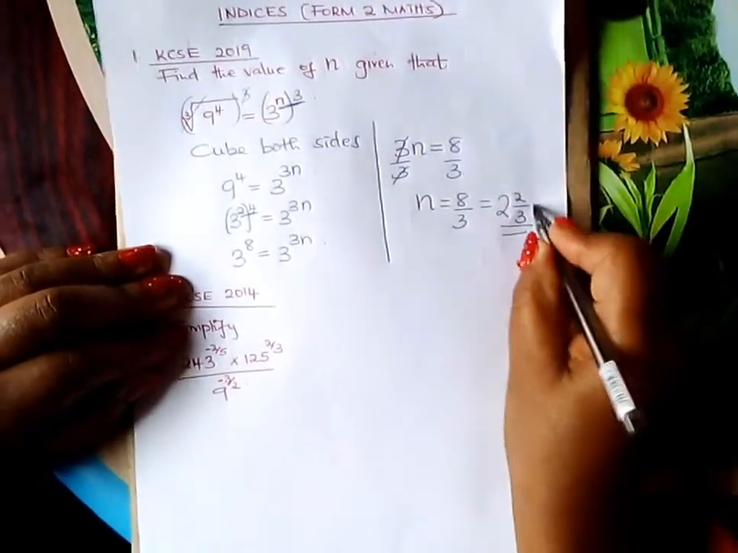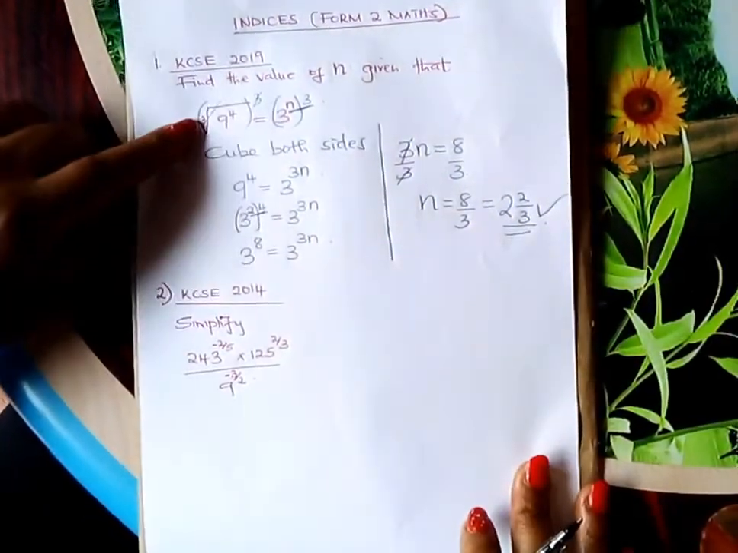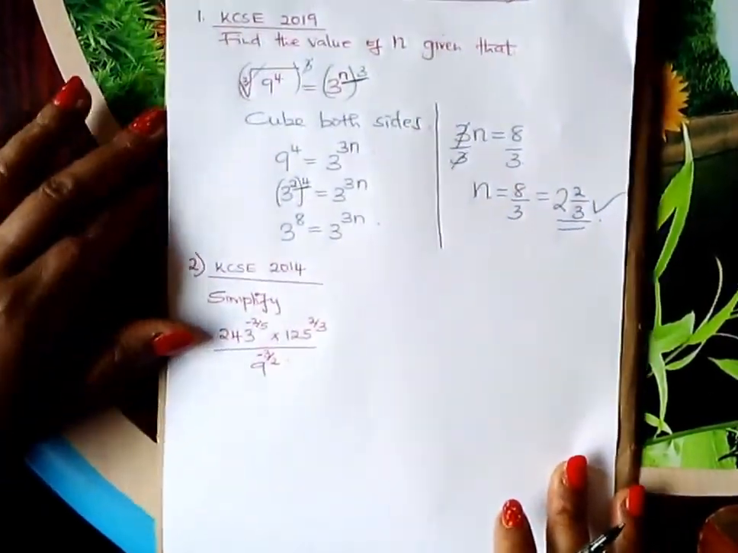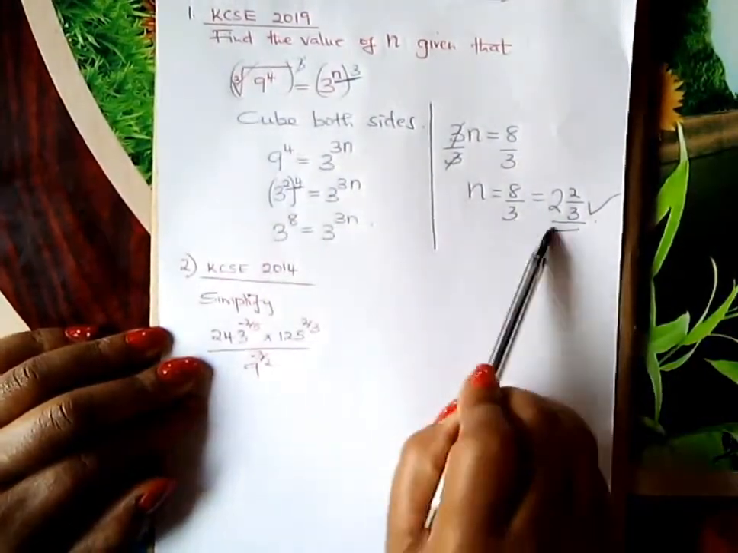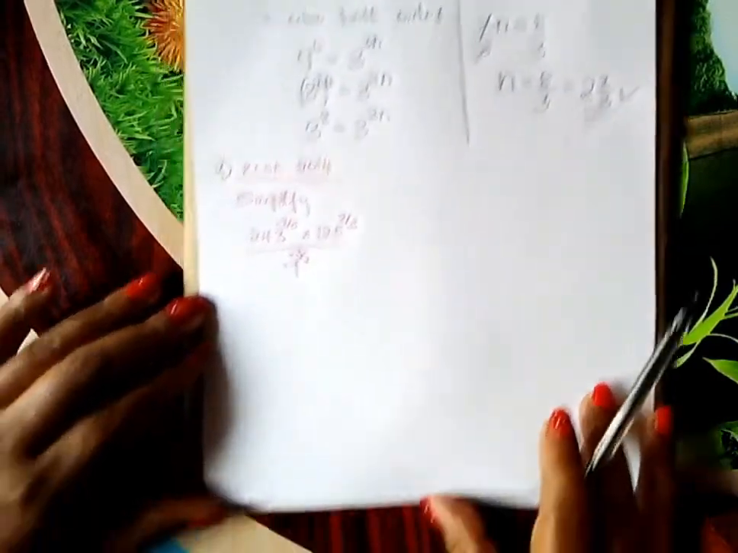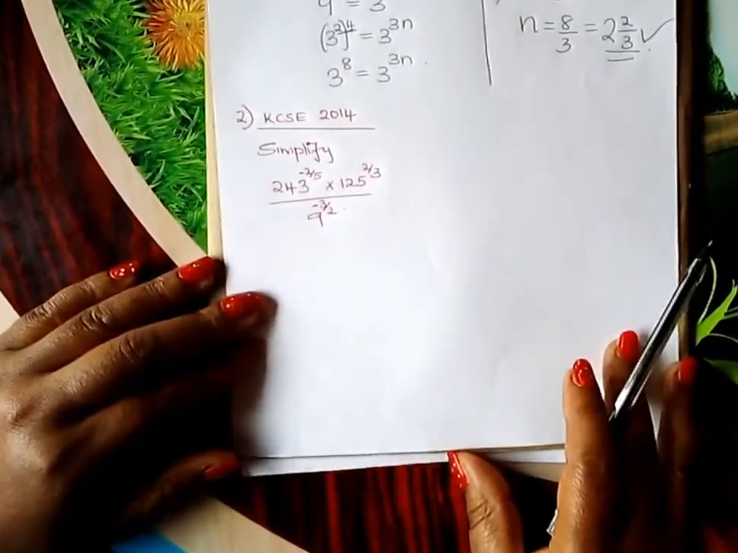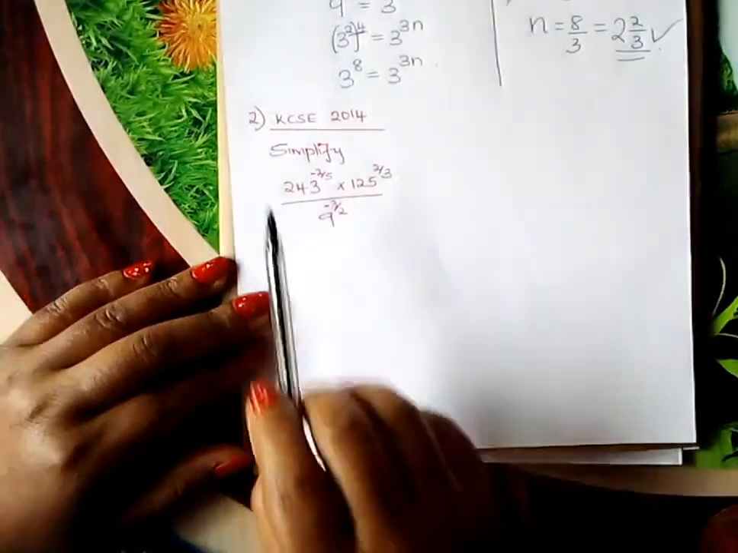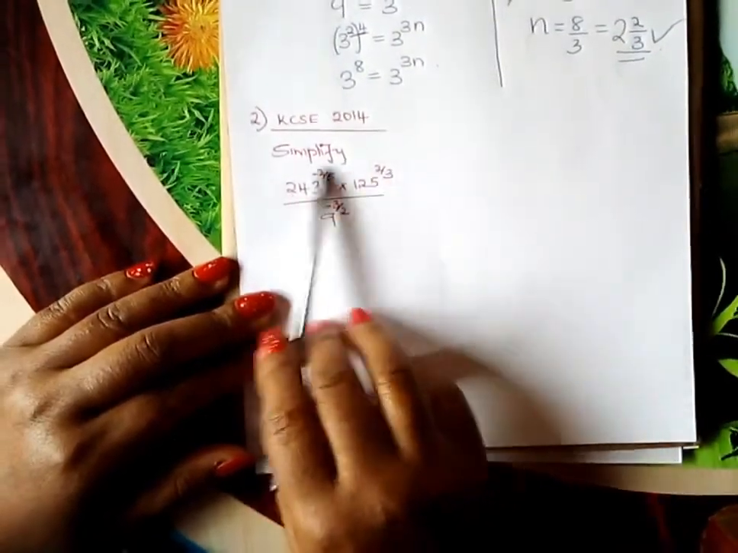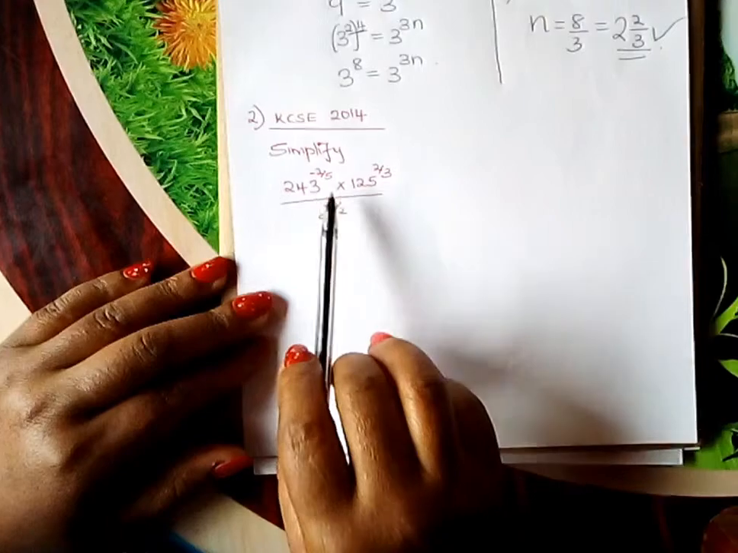Look at that, 2 over 3. So you just remove the cube root sign by cubing both sides, and then you flow down like that. We look at this other one of year 2014, KCSE. You are told to simplify this.